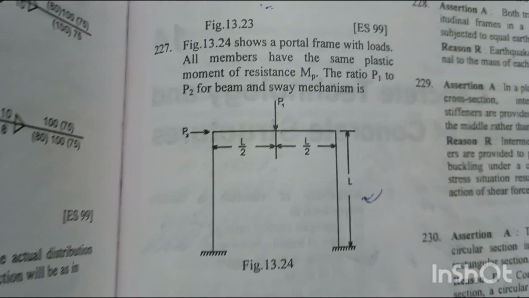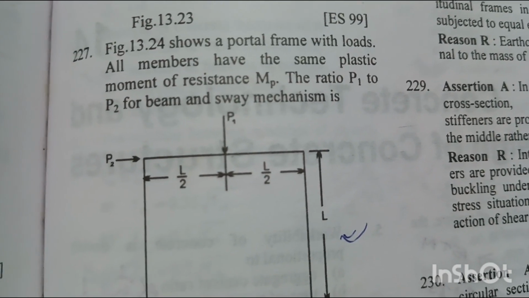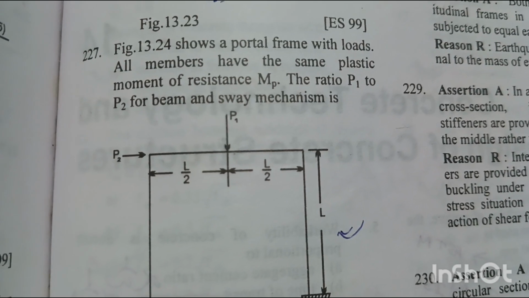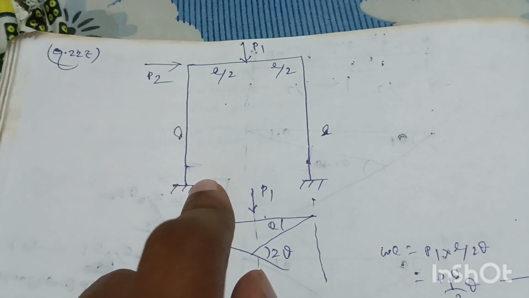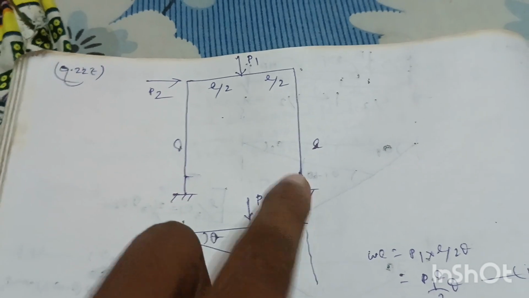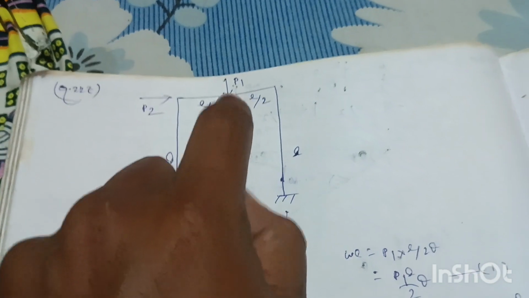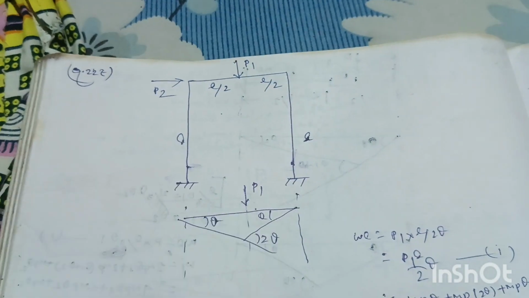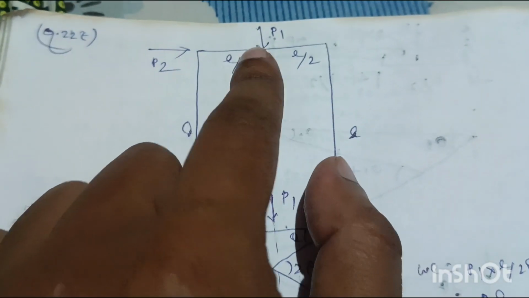Question number 227. The figure 13.24 shows a portal frame with loads. All members have the same plastic moment of resistance MP. The ratio of P1 to P2 for beam and sway mechanism. So for this portal frame, the plastic hinge will form at this fixed position, at this fixed position, at the middle of this member where point load acts, and at this joint. 1, 2, 3, 4, 5. So 5 possible hinges subjected to this kind of loading.